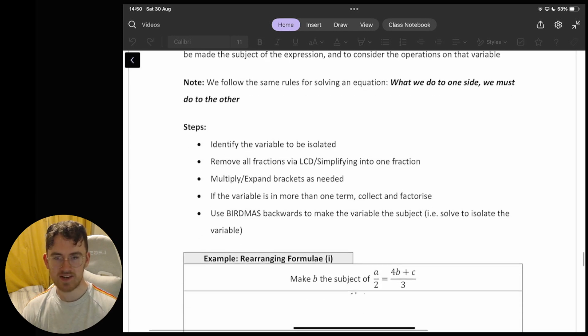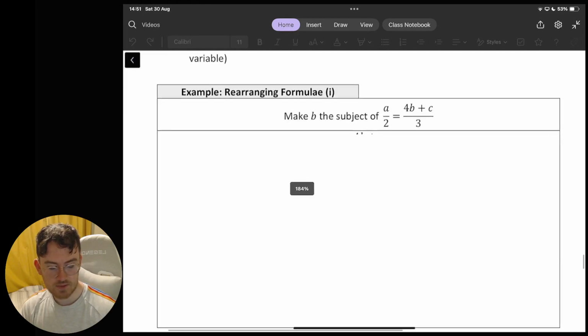So the steps as I've laid them out here would be to look at the variable that's going to be isolated, and remove any fractions. That's that idea, as I'm saying, that division tends to be one of the first things that we want to get rid of. Multiply or expand any brackets. Collect the variable if it's in more than one term, as that can be another barrier that we have. And then work your way backwards, solving to isolate the variable, undoing anything that is currently happening with the variable. So let's look at it in an example. It's probably the best way.